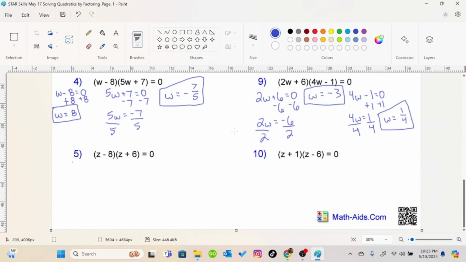Number 5, we take the first factor, z minus 8, and set it equal to 0. Add 8 to both sides, and we get our first answer, z equals 8. Or we take our second factor, z plus 6 equals 0, subtract 6 from both sides, and z equals -6.